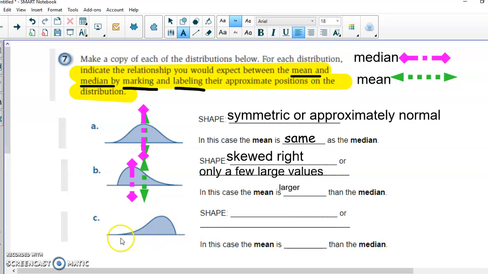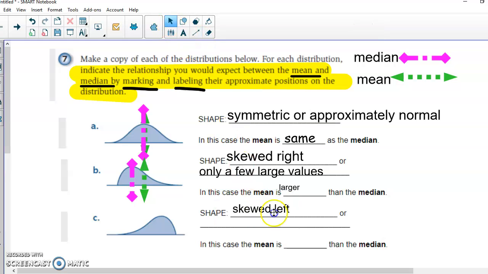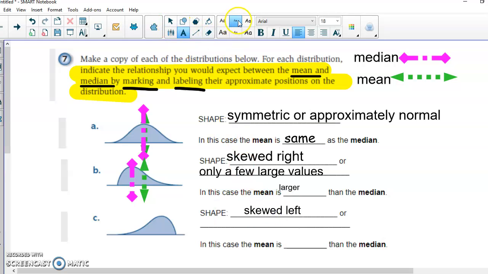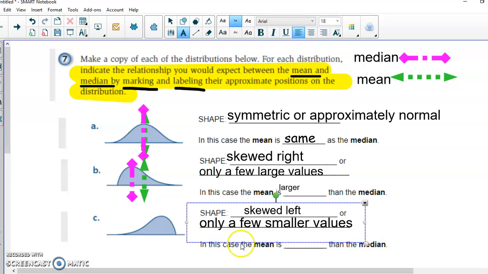Our next type of graph we have is another skewed shape. This is skewed to the left because we have smaller values down here, so we call this skewed left. And it's called skewed left because it has only a few smaller values. Most of the values are larger.